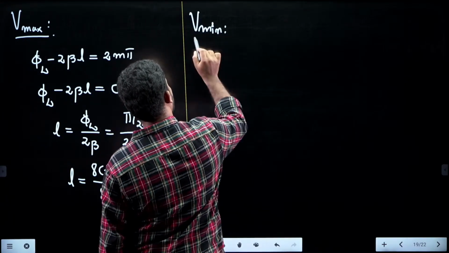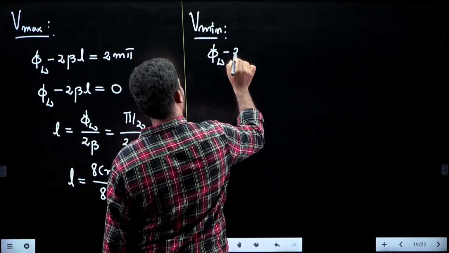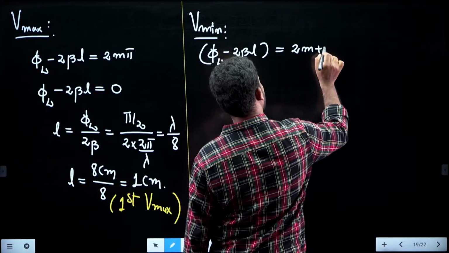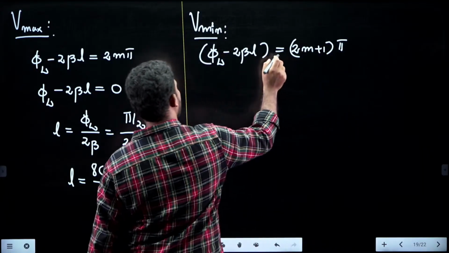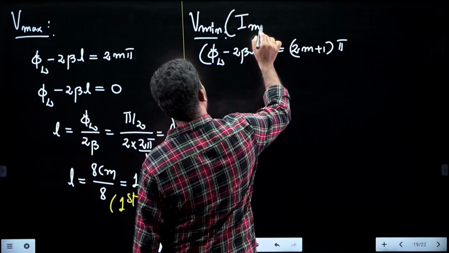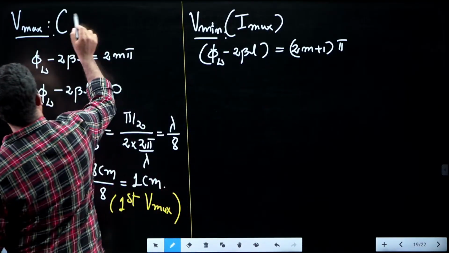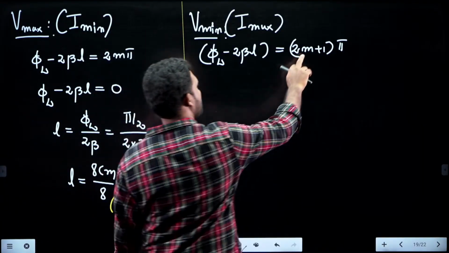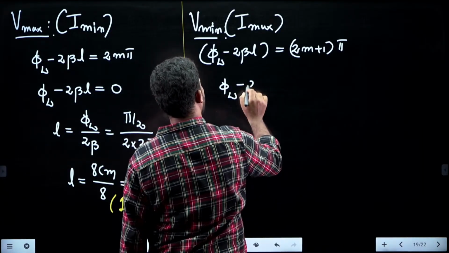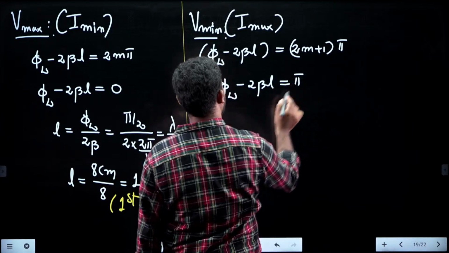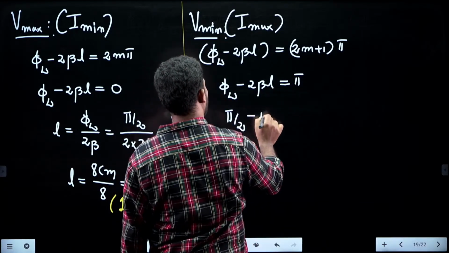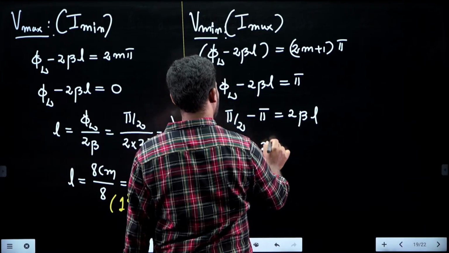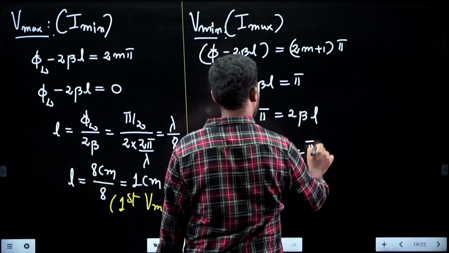V minima, guys. What is the condition? The total phase. Phi L minus 2 beta L must be odd multiples of phi. It is (2m plus 1) into phi. So for the first voltage minima or current maxima, m is 0. So it is phi L minus 2 beta L, so what is this? It is pi by 2 minus phi is equal to 2 beta L. So it is 2 into 2 pi by lambda is equal to pi by 2.